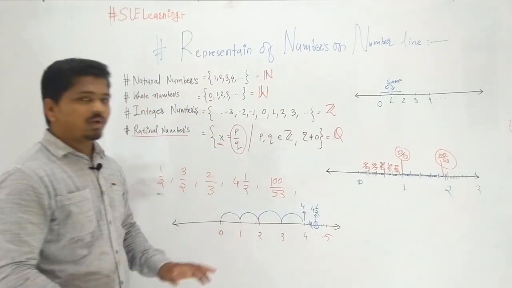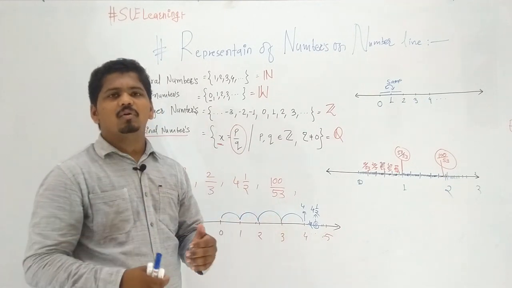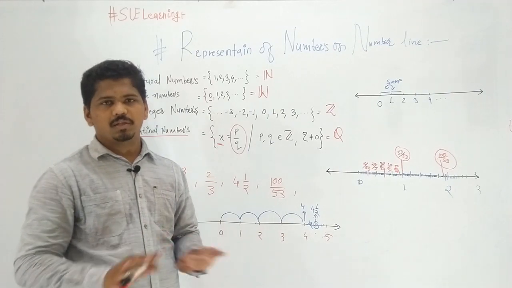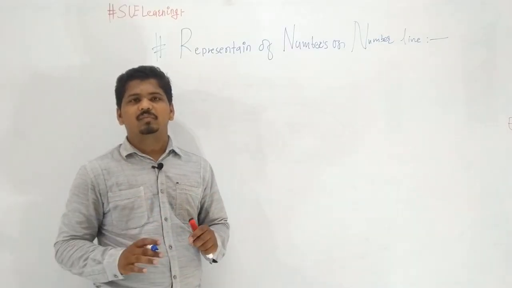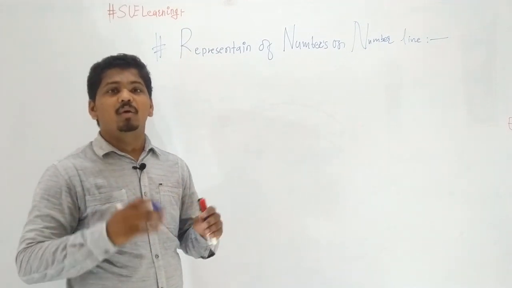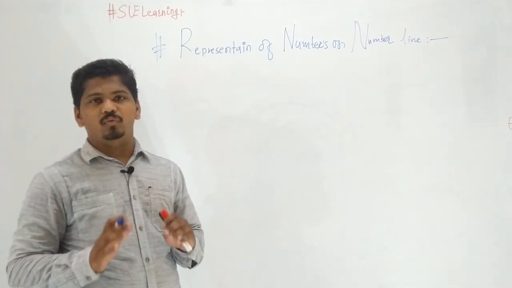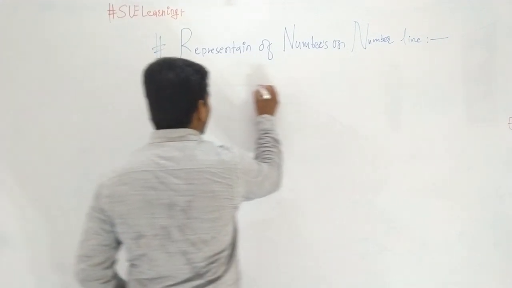Like this you can plot any rational number on your number line. Fine, this was all about your rational numbers. Orally, you know there are infinitely many rational numbers between any two rational numbers. That we are going to see on the number line, whether there are infinitely many rational numbers between two numbers or not. For this we will draw first your number line.